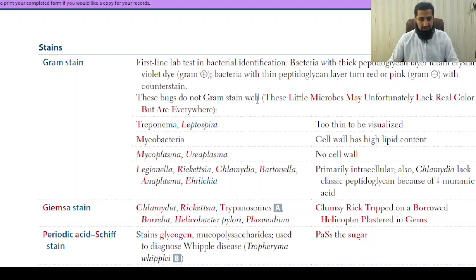These bugs do not Gram stain well. How to remember which bugs do not stain? This is the formula: these lethal microbes may unfortunately lack real colors but are everywhere.